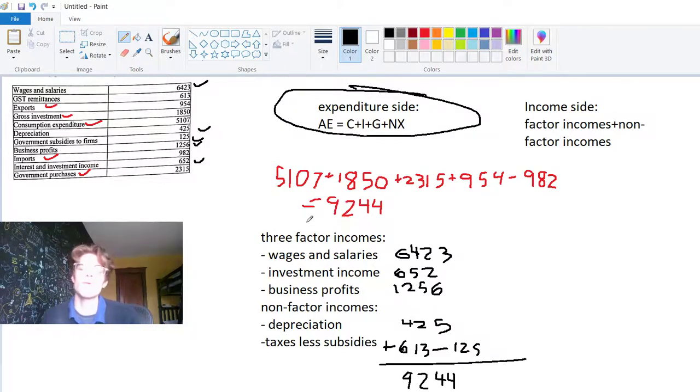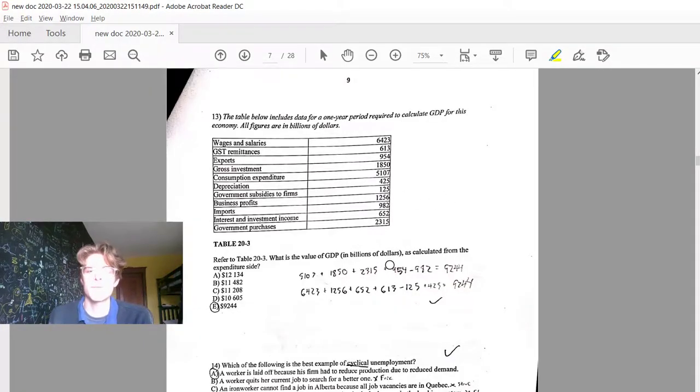And if they don't, there's 2 reasons why they don't match. One is you messed up. The other is they haven't given you all the variables. So that's why it's kind of important to know it. But definitely, if you can, calculate it from the expenditure side.